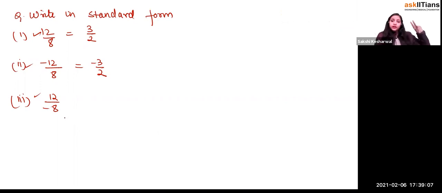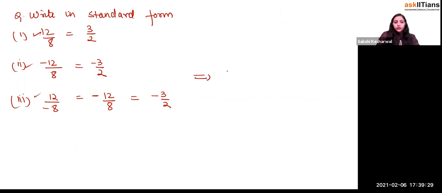Because either the numerator or the denominator has the opposite sign, you just transpose this negative sign to the top. So this will become negative 12 upon 8. Now you do the cancellation, so it will be minus 3 by 2. From here we see that minus 12 by 8 and 12 upon minus 8 are both the same, or not?